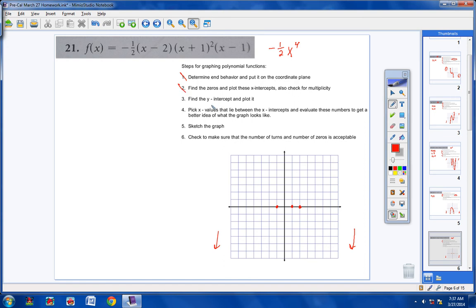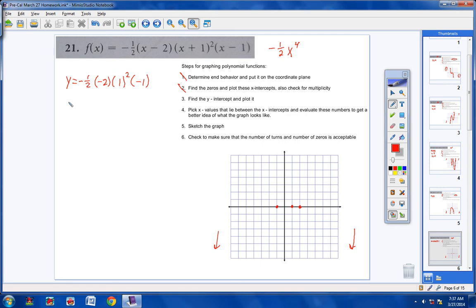Okay, let's find the y-intercept and plot it. Everywhere there's an x, we're going to put a 0. So here we go. I would have y equals negative 1/2 times, put a 0 in for x, you would have a negative 2 here. Put a 0 in for x, and you would have a 1, and that's squared, and then put a 0 in for x, you would have a negative 1.